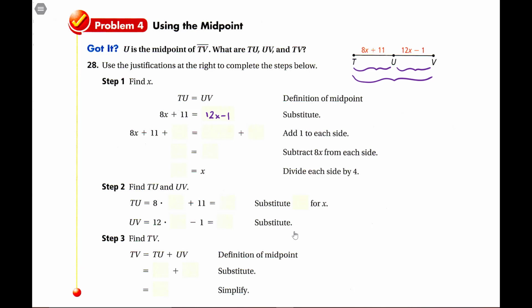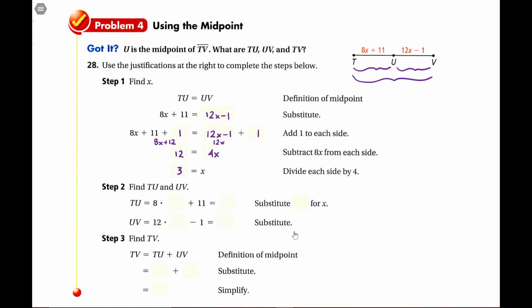The next step is to add 1 to each side. And so we have 12x minus 1 plus 1. And when we simplify, we're going to get 8x plus 12. I don't like this part of the notes because they didn't really give you room for that step. And then 12x. So we're going to subtract 8x from both sides, and that gives us 12 on the left, 4x on the right. Divide both sides by 4, and we get 3. So x has to be equal to 3.